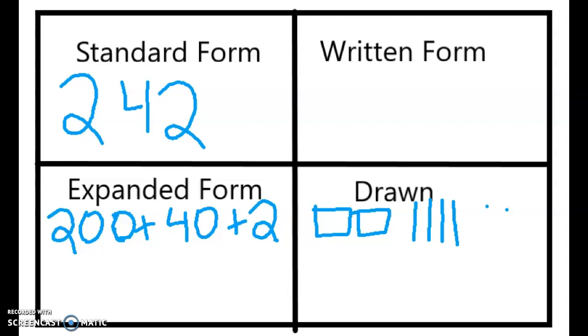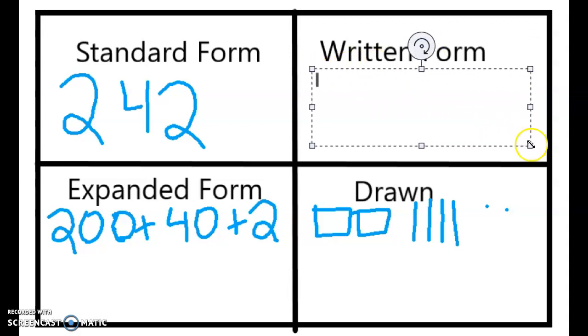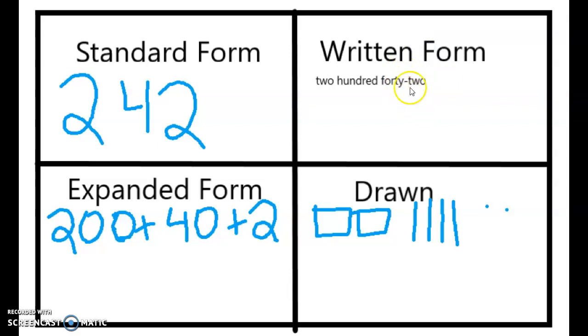So I'm going to use a text box because it'll take a little bit longer to write it out. So we have 200. So again, you just follow what it says. 242. You can put in that dash. You don't have to put in that dash. I do not require it.